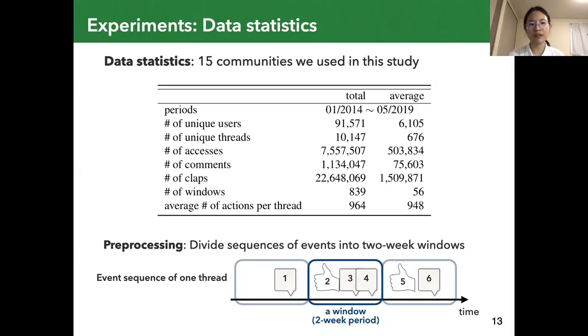The window we talk about here is from our data preprocessing. We preprocess the data by dividing the sequence of events into 2-week periods of windows and construct a thread network for each window. Therefore, we construct over 800 networks in this study.